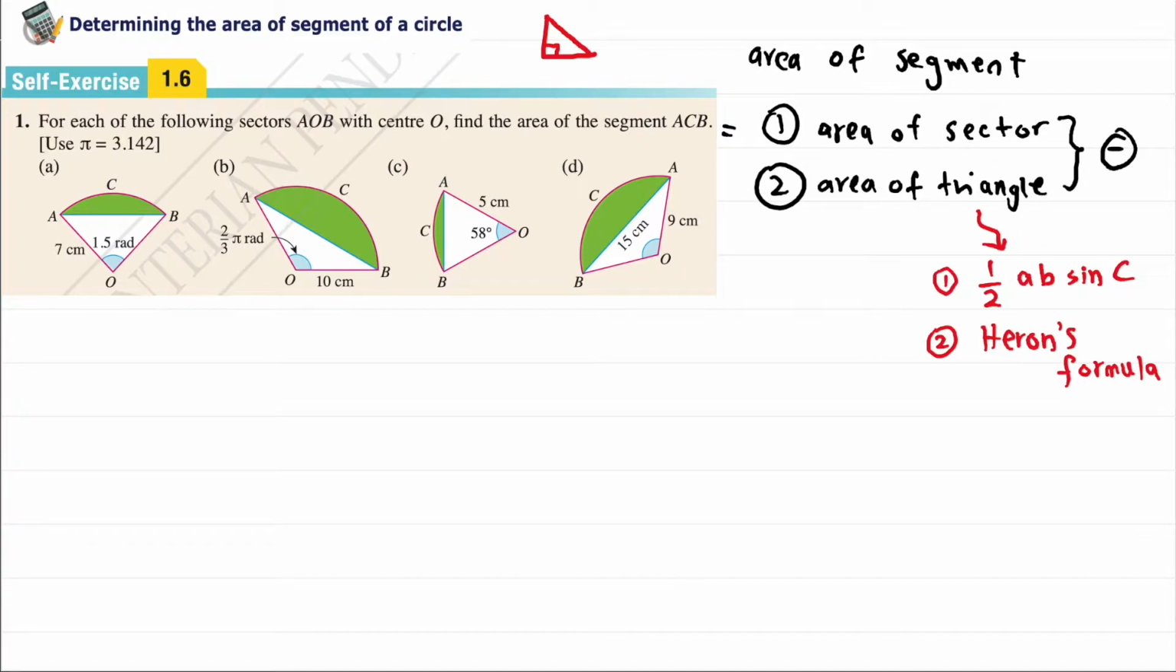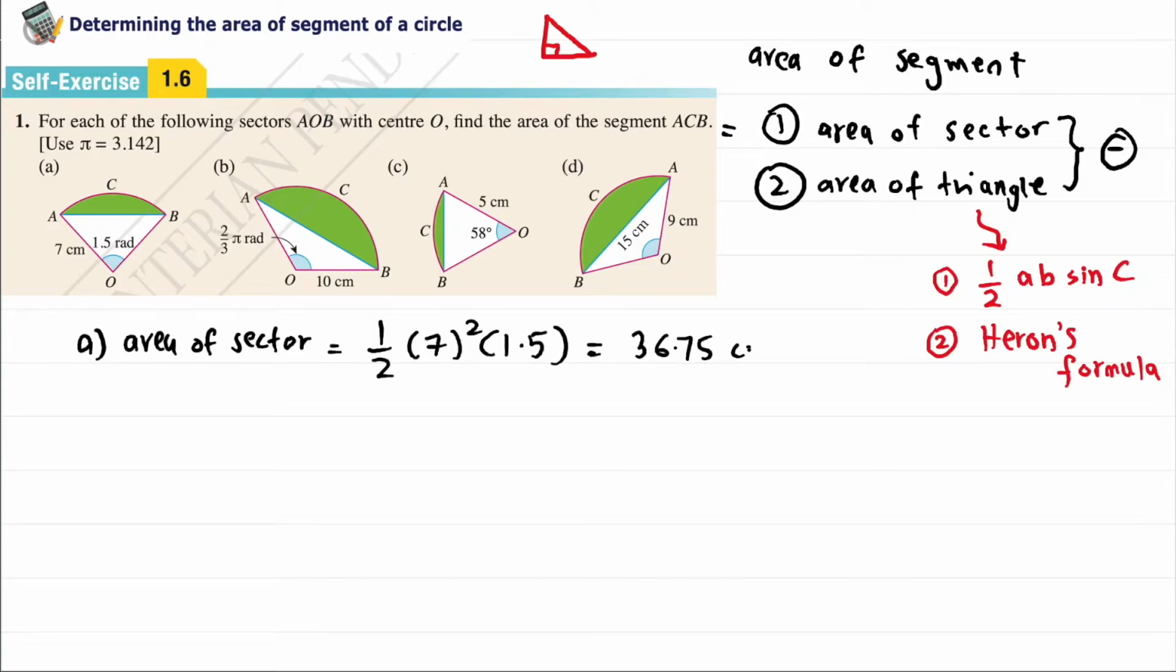Okay, let's see number A first. Ini yang paling simple lah. So, area of sector dulu kita kena cari. So, kita tulislah area of sector. Okay. So, we have everything already. 1/2 times 7 square times 1.5. 1/2 r square theta again, the formula. Press your calculator, you will get 36.75 cm square. Next, we find the area of triangle AOB lah.